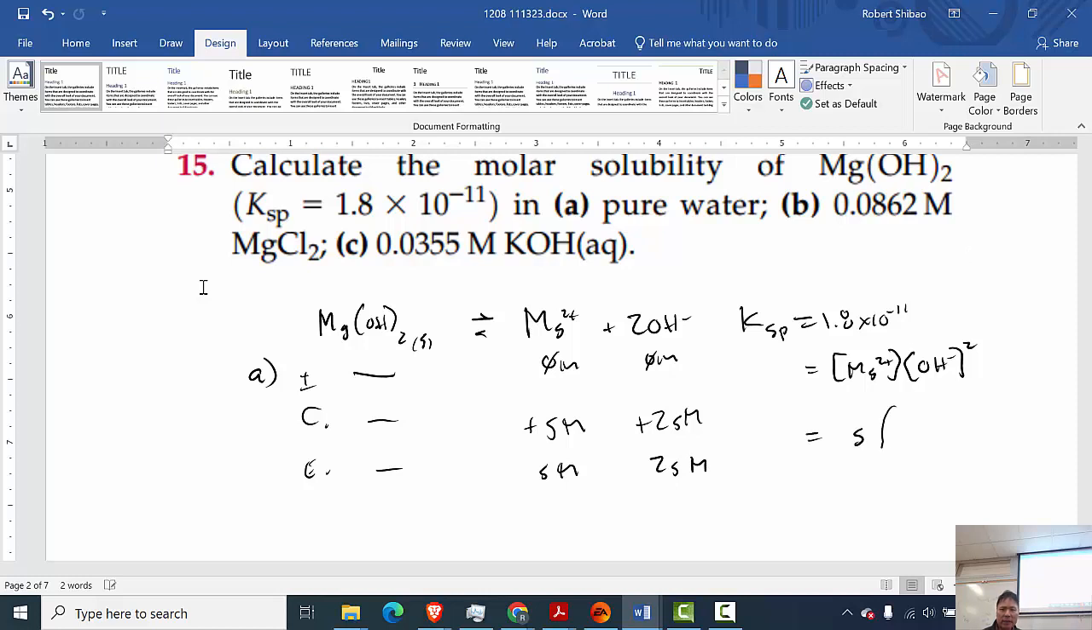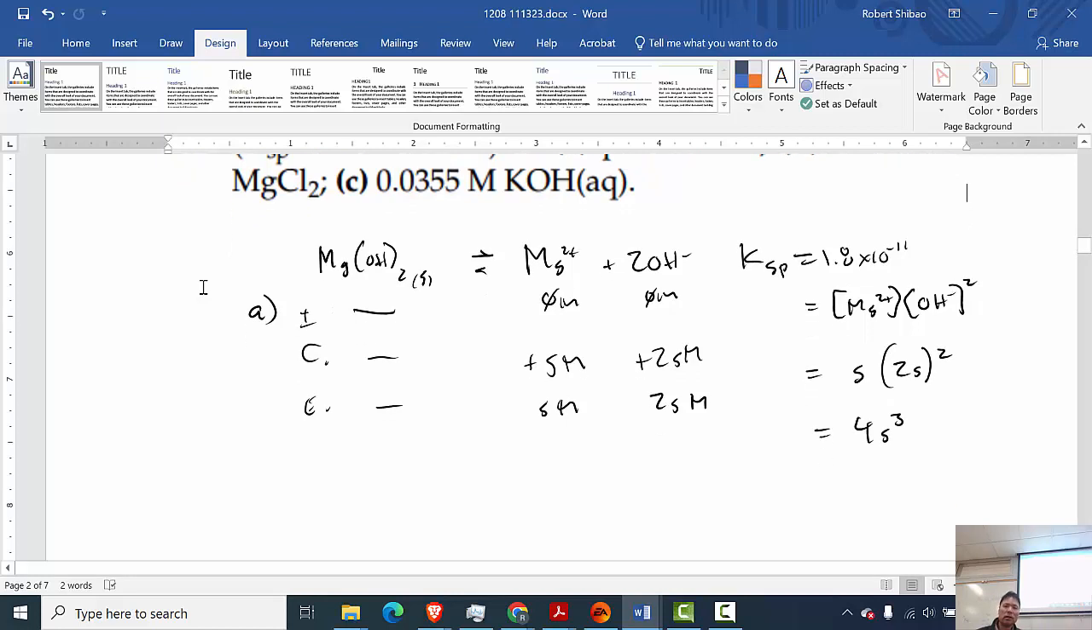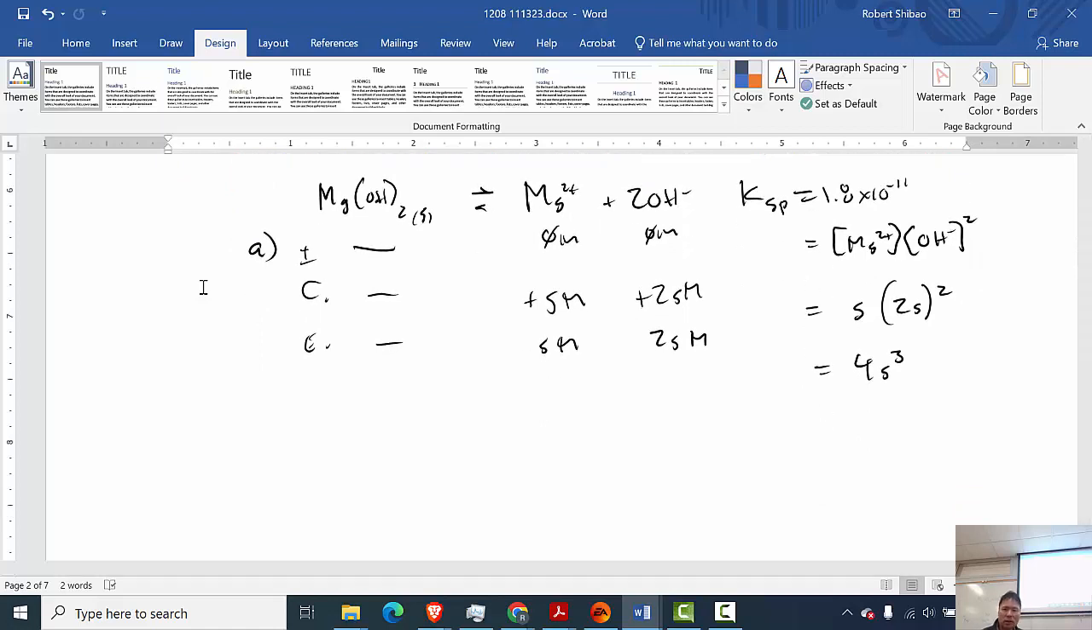And so this is going to be S times (2S) squared, which gives us 4S cubed. And then we can calculate what S is. S is going to equal the cube root of KSP divided by 4. So I'll take my KSP, which is 1.8 times 10 to the minus 11, divided by 4, and then the cube root of that.